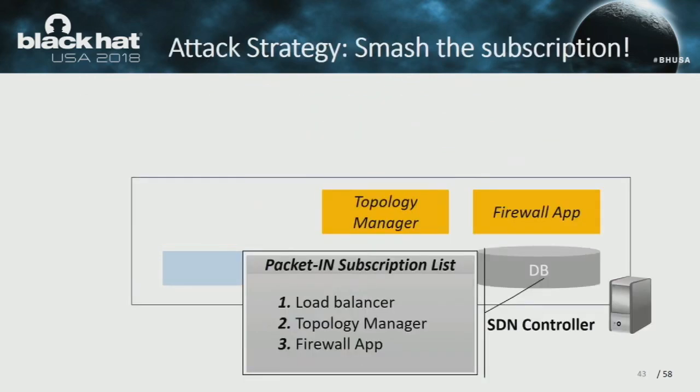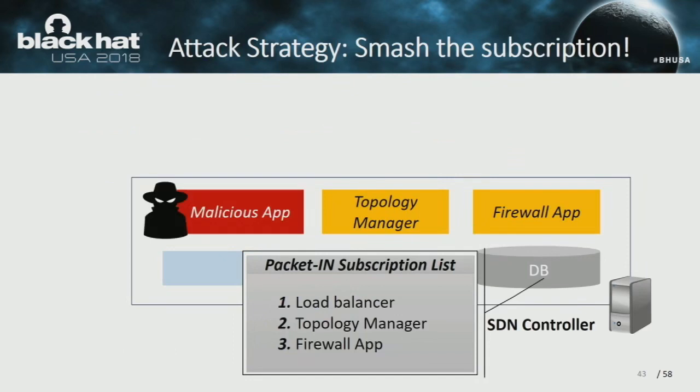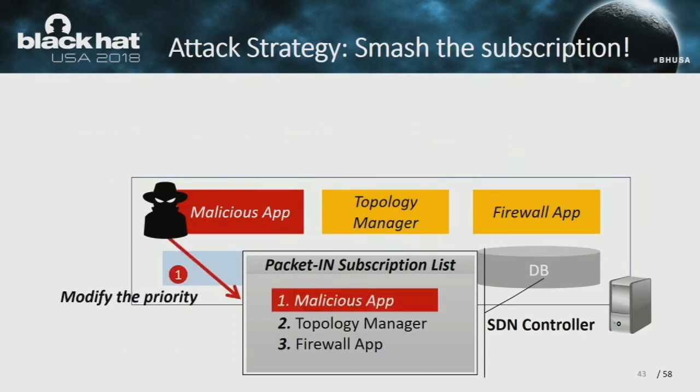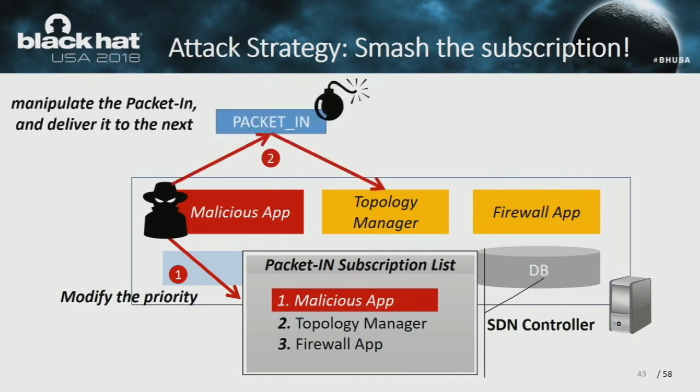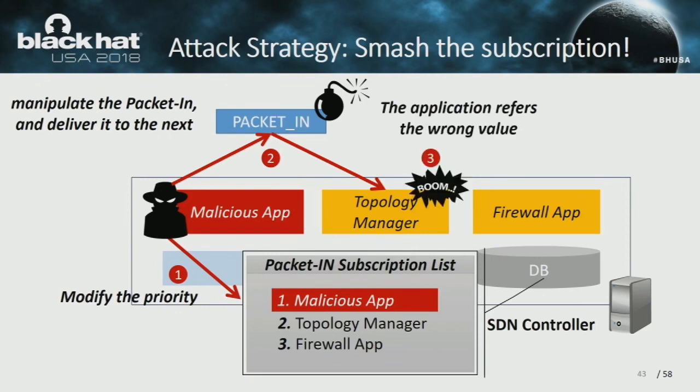So here we have an attack strategy that smashes the subscription list. Assuming that a malicious application is installed on an SDN controller, the application can conduct an attack as follows. First, it accesses the internal database and modifies the subscription list so that the malicious application has the top priority of receiving the messages. So this malicious application can receive the packet messages from the controller first. And now it modifies the data in the packet message to malformed values, and the manipulated packet message is delivered to the next application. So when the next one refers to the wrong value, it can result in an error in the internals of the application.